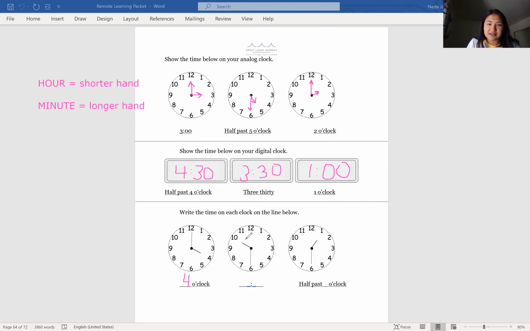Next one, let's look at the hour hand first. It looks like the hour hand is pointing at 10, and the minute hand is pointing straight down at 30.